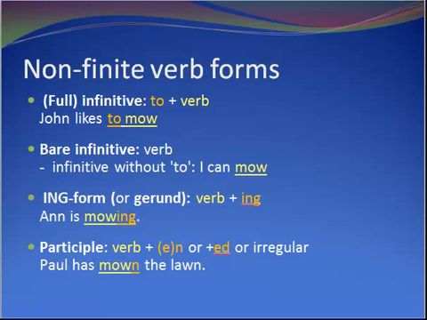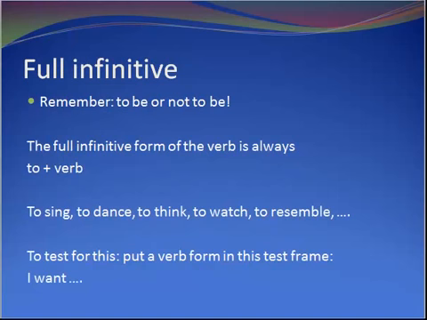And then the fourth one is called the participle. Different people pronounce that differently, and it takes different forms. We can find a participle with an N at the end or an EN, so as in Paul has mown the lawn, but we also find participle forms with ED, so then they look like past tenses but they aren't. Or we get irregular verb participle forms. Let's look at these different forms in a bit more detail.